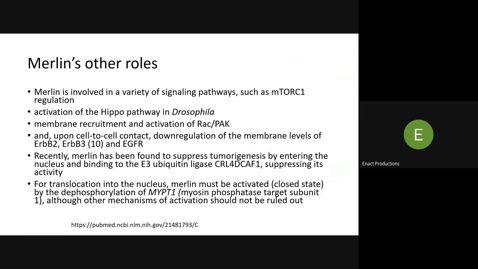All right, so going back to Merlin, it's also involved in other pathways like mTOR regulation. It's also shown to be in the Hippo pathway. And one of the things it's doing is playing a role in membrane recruitment and activation of the PAK. We already know about the activation of PAK. If Merlin's not there, then PAK isn't being inhibited. So it has to do something with that.